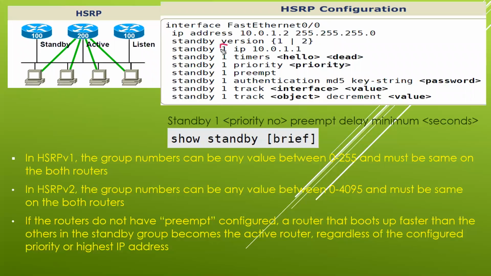These are all the group numbers. Whatever group number you use over here, you need to use the same group number on the other side also. So standby IP 10.1.1.1, this is the virtual IP that we are going to use. In this example, this is the virtual IP. We are binding the two routers using this virtual IP. That means on the other side also we give the standby virtual IP, the same 10.1.1.1.